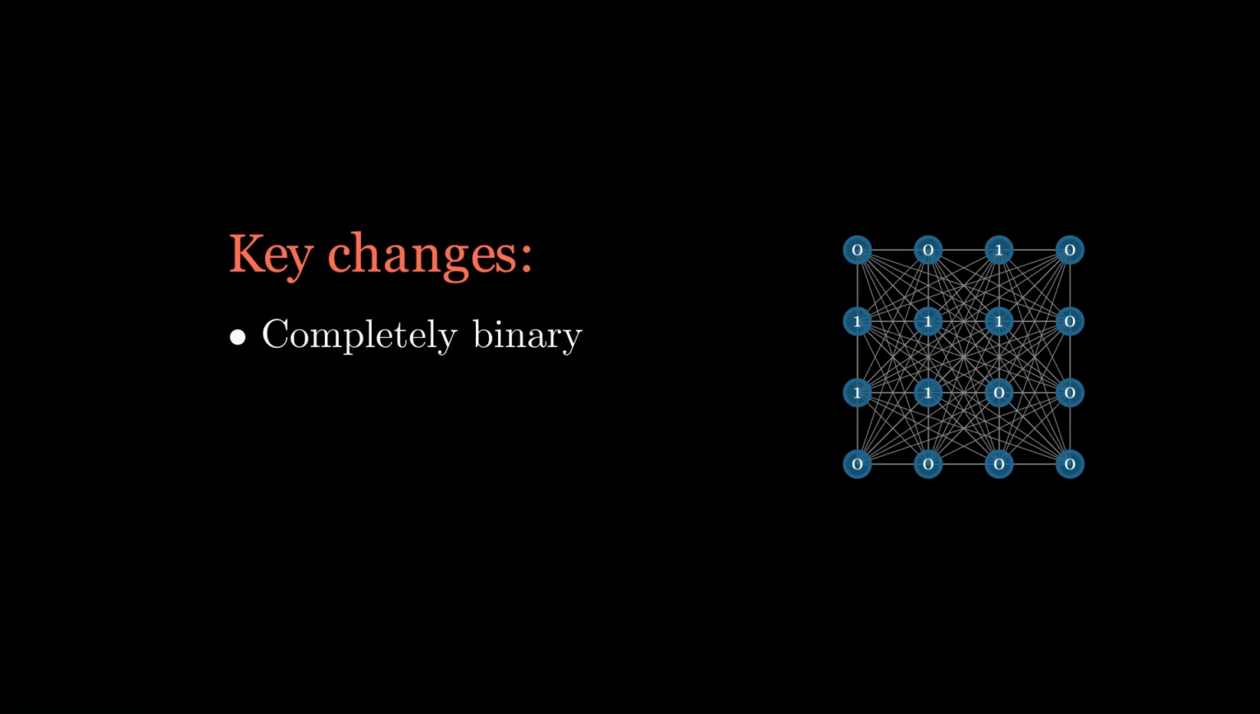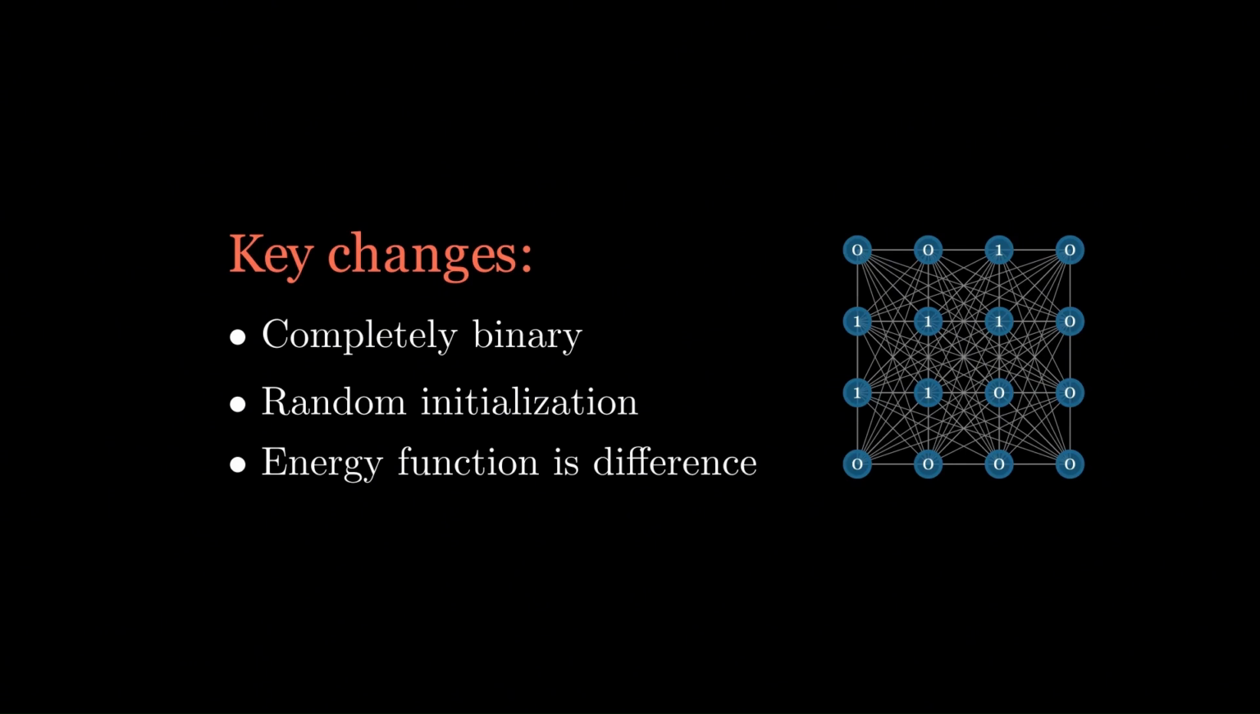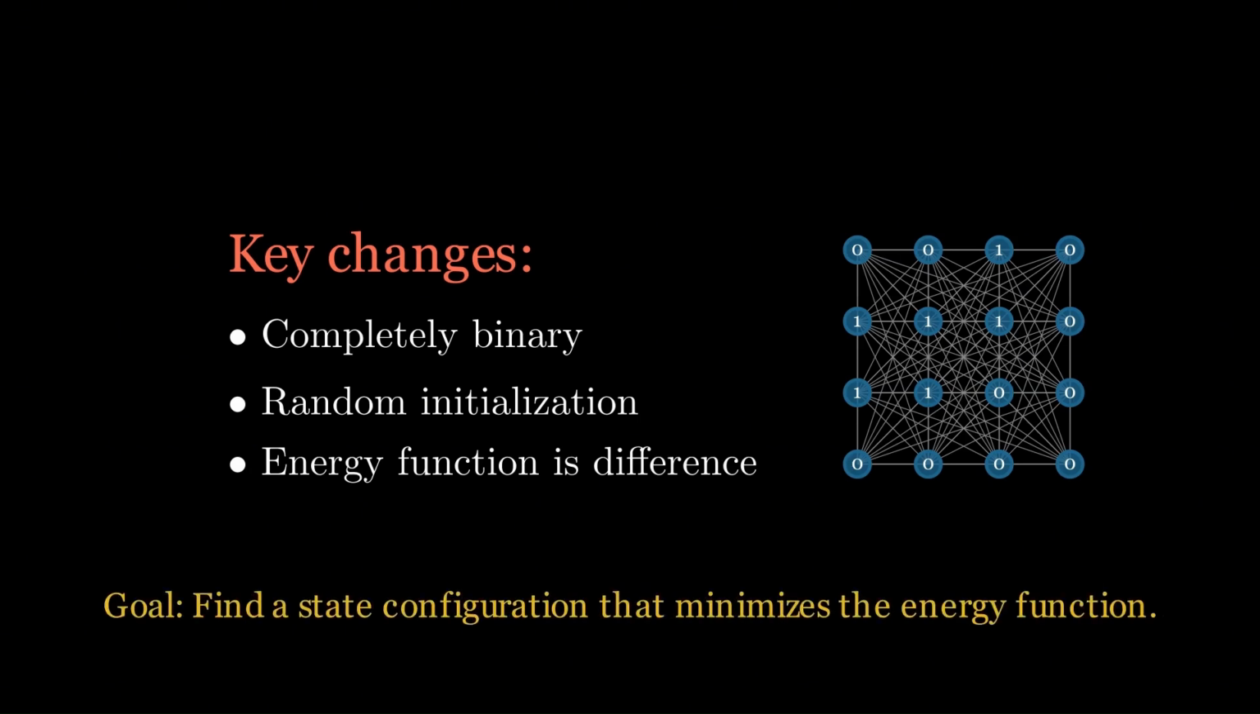To make the Hopfield model work for this problem, a few key changes are made. First, the model is completely binary. Each neuron can only take a value of 1 or 0, indicating whether there's a queen in that position. Second, the network can start from a random state and still converge to a solution. And finally, the energy function is specially designed so that its minimum corresponds to a valid solution. So instead of learning and recording patterns, the network is used here as a search algorithm. Its goal is to find a state that minimizes the energy.